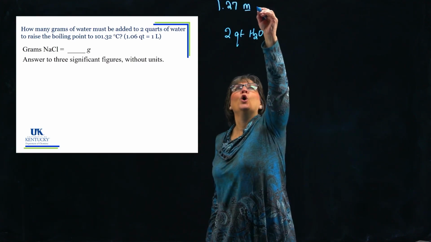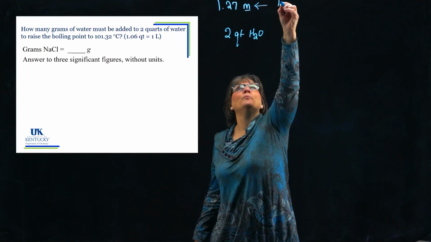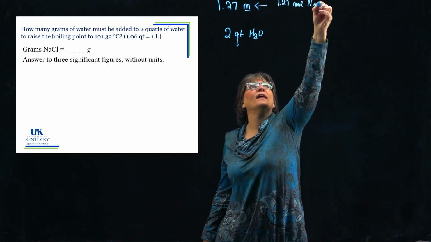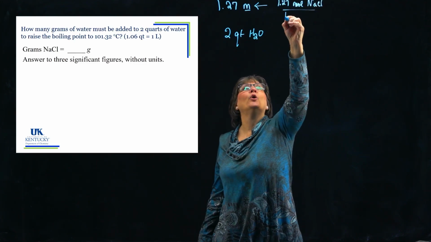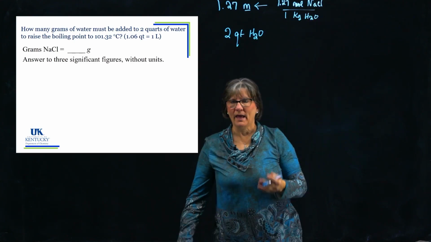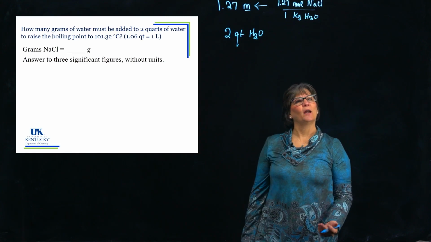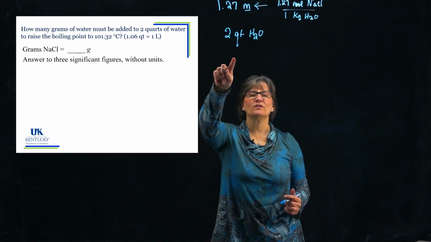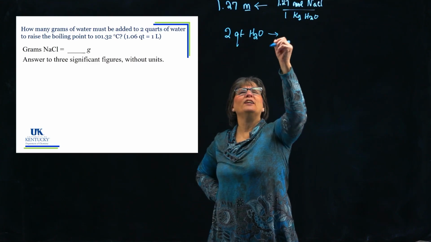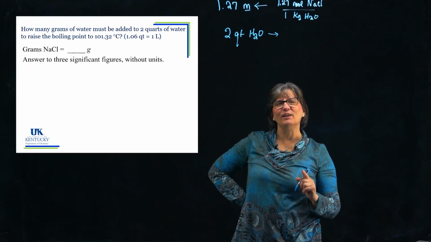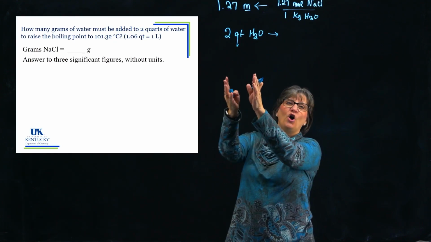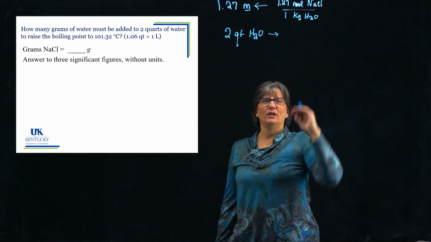Now let's remember what this means. 1.27 moles of sodium chloride, that's our table salt, per 1 kilogram of water. Well, I don't know how much water I have in kilograms yet. What I know is how many quarts I have. So I'm going to think through this process. If I could get it to the metric system, I know the density of water is 1 gram per milliliter. That'll get me from a volume unit to the mass unit I have.